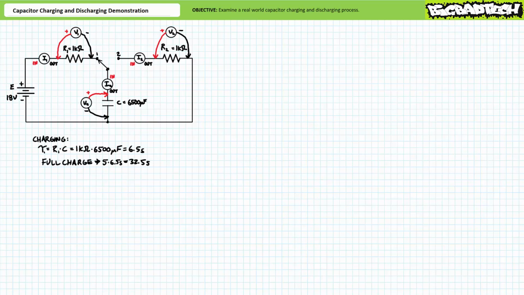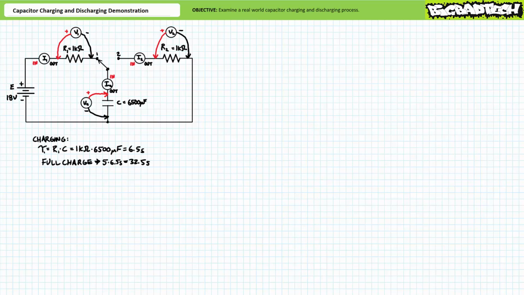6,500 microfarads. That's like a super tanker for charge storage compared to the little peapod capacitors you might be used to using in lab. A complete charge will occur after a time span of 5 time constants, or 5 times 6.5 seconds, or 32.5 seconds.